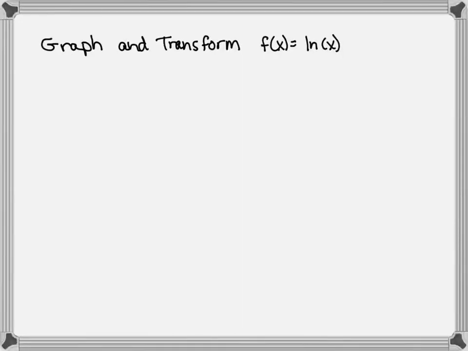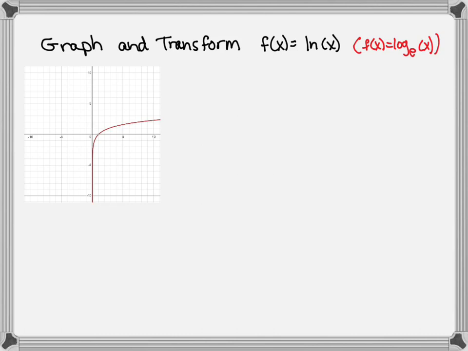Let's graph and transform the natural log function, or f of x equals the natural log of x. And when we write ln, remember the implied base is e. Here is the graph of our natural log function, and we can see that there is a vertical asymptote at x equals 0, which is the y-axis. We can see that there is an x-intercept at (1, 0).